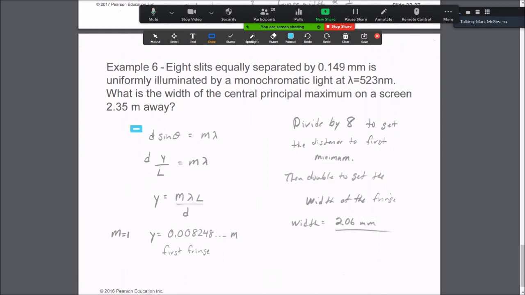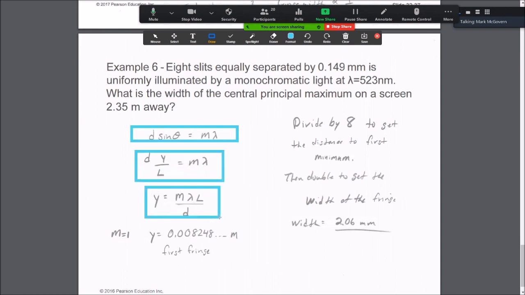interference pattern. D sin theta equals m lambda. We want to change our sine theta to incorporate the screen distance. So it's y over L. Solve for y right here. What's m? Well, if we're dealing with the fringes here, 8 slits equally separated by this number here. So our value for m is divide by 8 to get the distance to the first minimum. Now that's what I decided to do here. Double to get the width of the fringe.